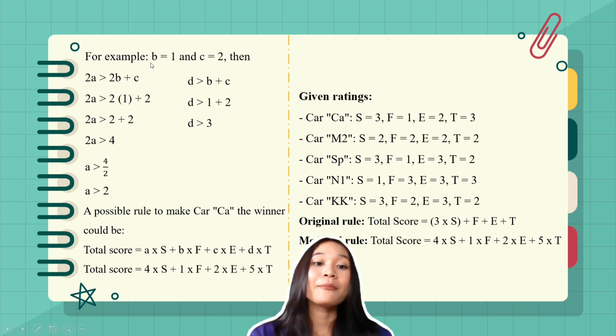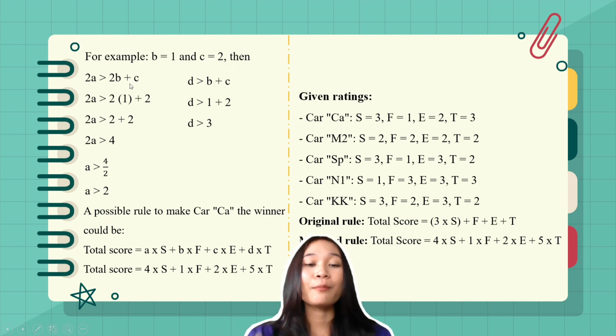For example, B equals 1 and C equals 2. Then we get 2A greater than 2B plus C, so 2A greater than 2 times 1, because the value of B is 1, plus 2, because the value of C is 2. So we get that the value of A is greater than 2.